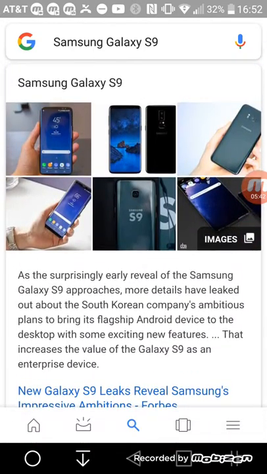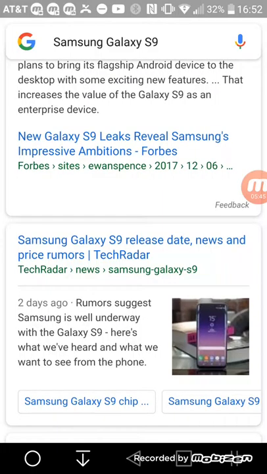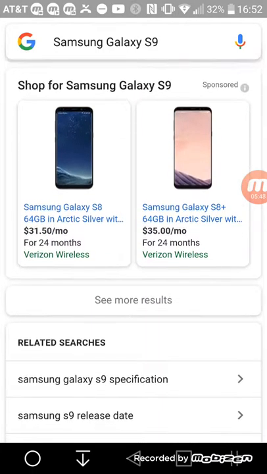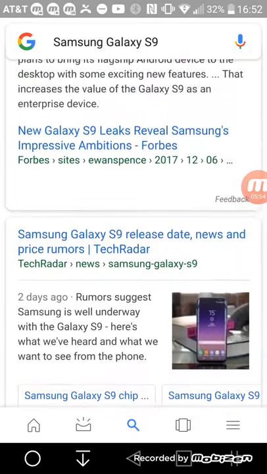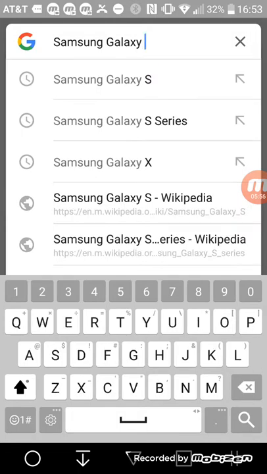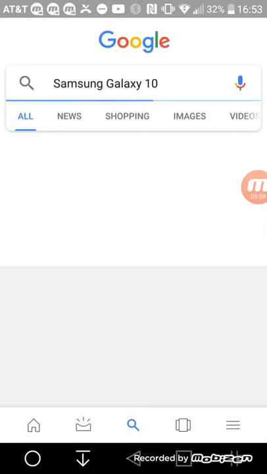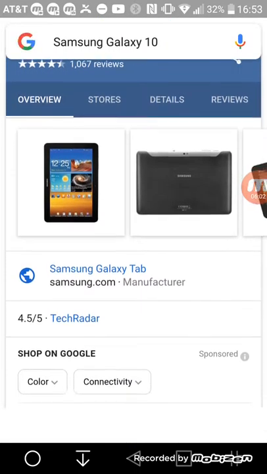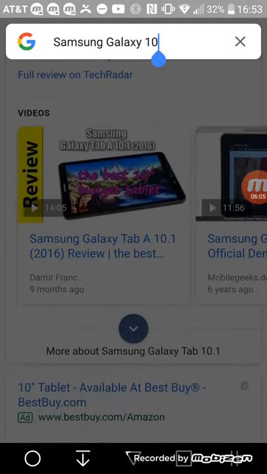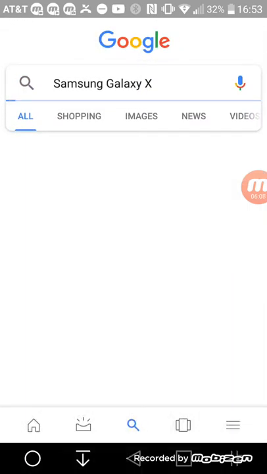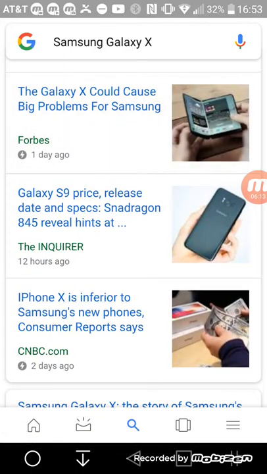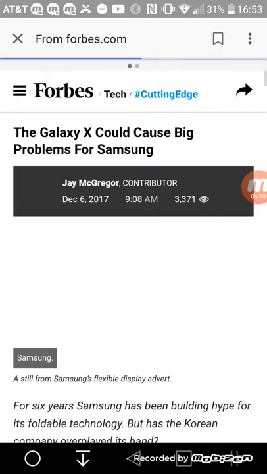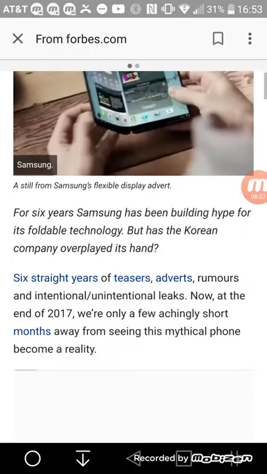The Galaxy S9, there's some news of the Galaxy S9 because it's going to come out in April. But yeah, now the Galaxy 10 news too. They're making the Samsung Galaxy 10 also, and the Galaxy 10 is going to be probably a foldable phone. It's probably going to be the first foldable phone, so yeah.